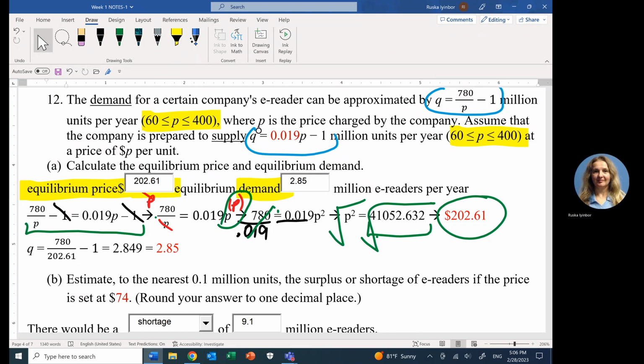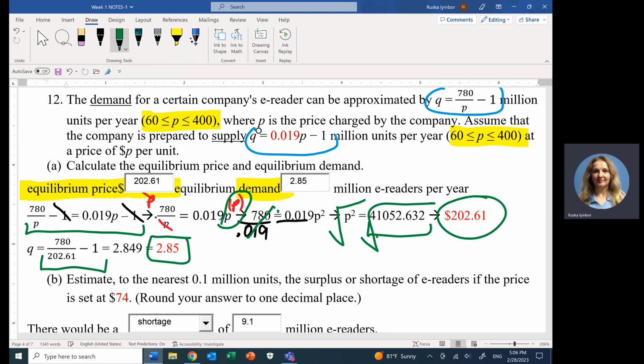In that equation, 780 over P minus 1, I'm going to plug in P. It's going to be 202.61. And then I'm going to simplify all this in the calculator, and that gives me 2.849. Make sure you round up. So my answer is going to be 2.85 million e-readers per year. Okay? That's how you do that.